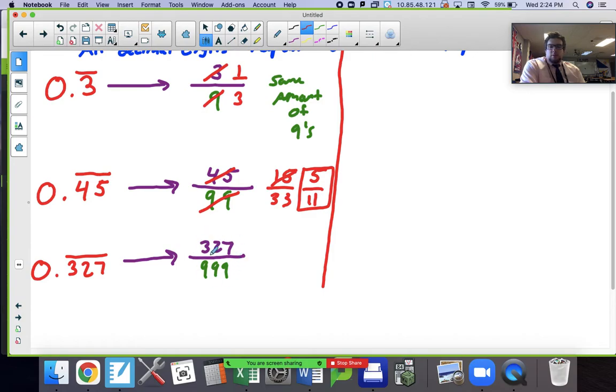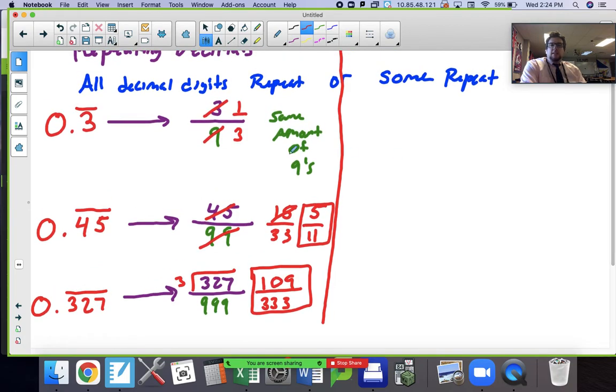Then we're brought down to this one. 327, so that's 5, that's 12. It's also just kind of magic that they're all divisible by 3. So on the bottom we get 333, and then on the top, if we divide this by 3, 3 goes into 3 once. 3 doesn't go into 2, but 3 goes into 27 9 times. And we're done right there. So when the decimal repeats and every digit is part of that sequence, we get to put it over the same amount of 9s.